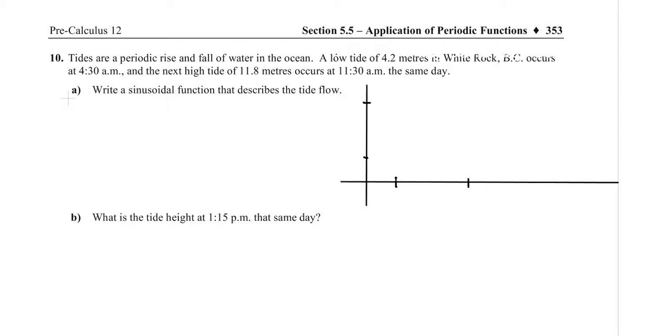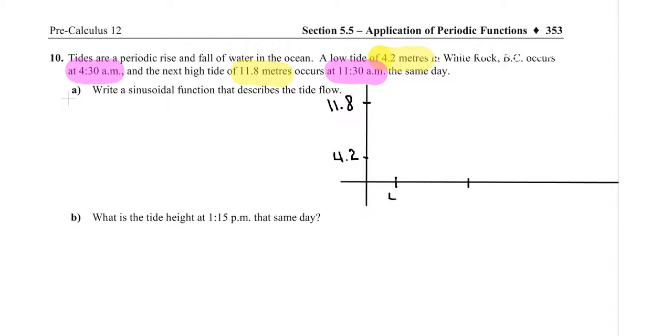So we're just going to take from the question the information we have so far. We know that the min is 4.2 meters. We know that the max is 11.8 meters. And then we also know that the times that these occur at are 4:30 and 11:30 a.m. Okay, so on the graph, we're going to put 4.2 as our min, and we're going to put 11.8 as our max.